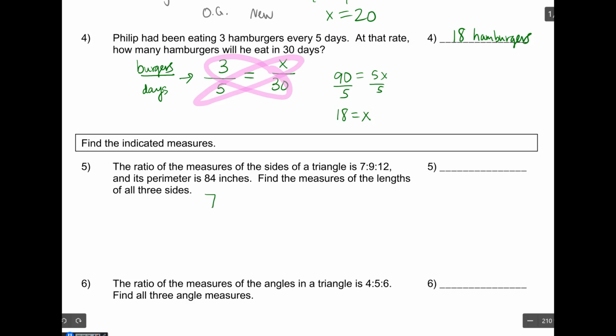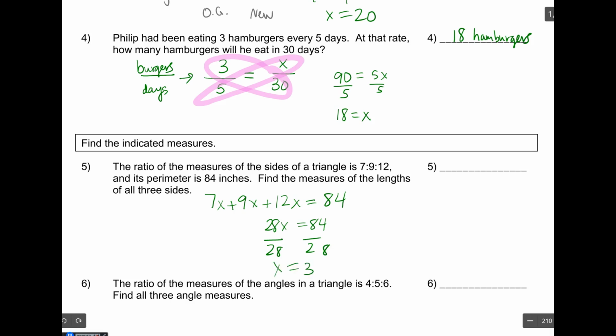So I know I'm going to have to multiply all the sides by a certain number. I don't know what number yet, so I'm just going to put in an x, have a little variable, so I can solve for what number would make that true. Perimeter is when you add them all up. So 7 plus 9 is 16. 16 plus 12 is 28. 28x equals 84. Divide by 28 on both sides. We find that x is equal to 3.